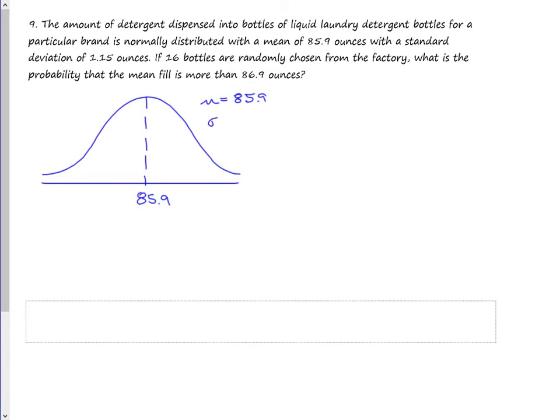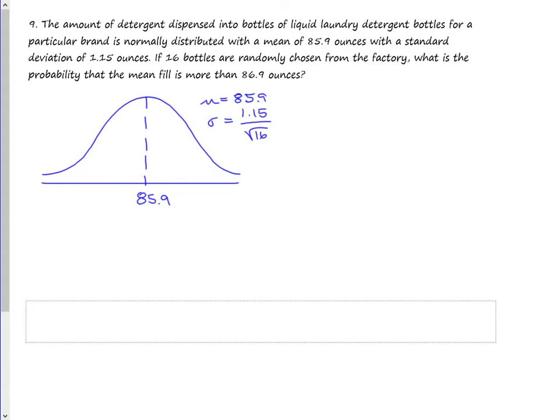The standard deviation, however, for this particular distribution, what we have to keep in mind is we're dealing with a sample of 16 bottles. So even though the standard deviation begins with 1.15, we have to divide that by, I'm sorry, the square root of 16, to make up for the difference of using a sample of items.